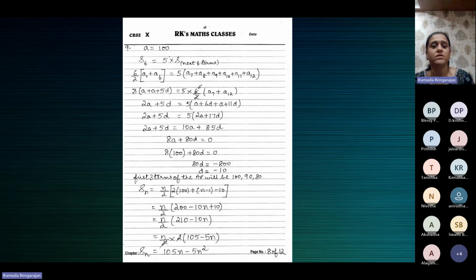Yes, ma'am. So we are given that the first term A is 100. This is what is given in the question. Read that properly. If the first term is 100, the sum of the first 6 terms is equal to 5 times the sum of the next 6 terms. So the sum of the first 6 terms, S6, is equal to 5 times the sum of the next 6 terms.